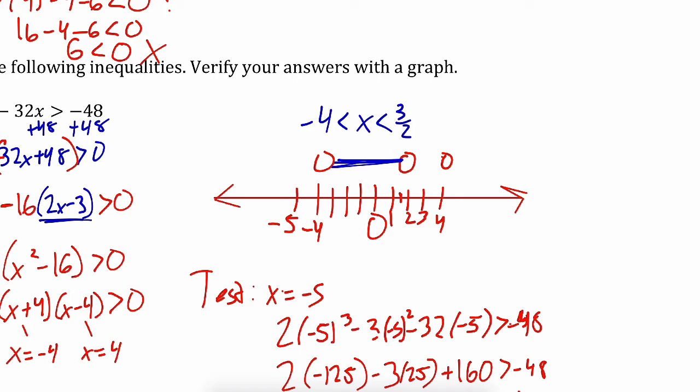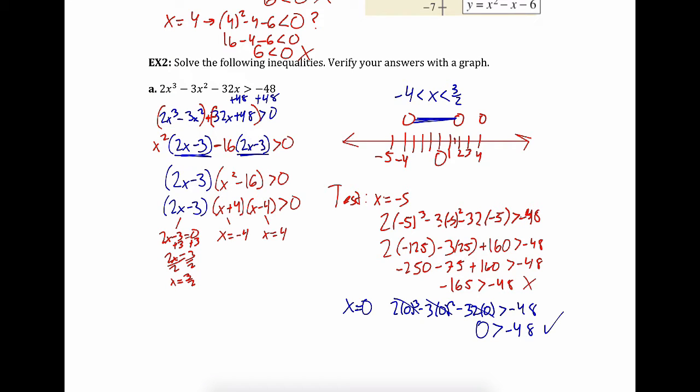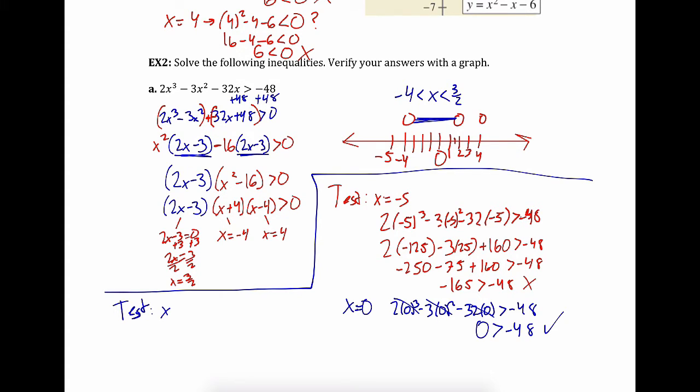Now we're going to test out two more intervals. I'm running out of space, so I'm going to move over to the left here and kind of break this up. Off to the left here, I'm going to test out one that's between that 3 over 2 and the 4. Let's test out 2 because that's a small number. So we have x equals 2.